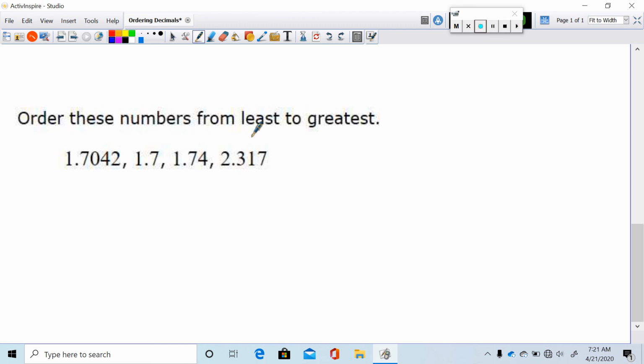Next one, least to greatest. You've always got to read that because sometimes they'll switch that up on you. In this particular exercise they didn't, but sometimes they will. So we're going from small to big.